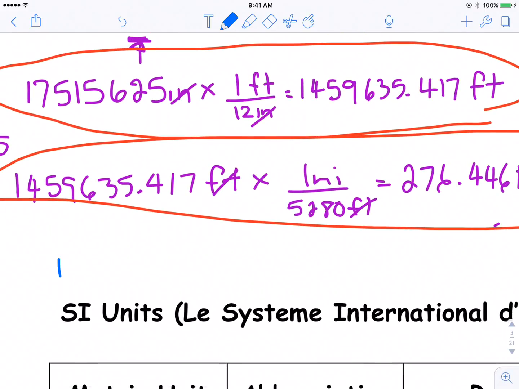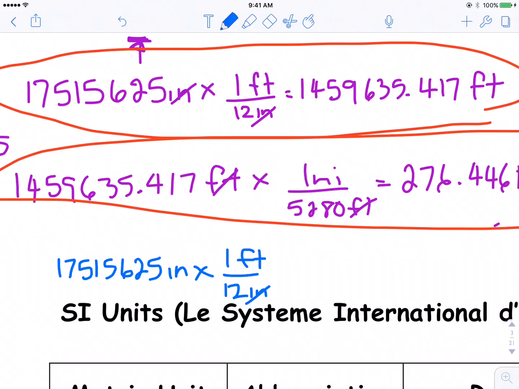So I know I have to convert 17,515,625 inches to feet, and I know my conversion factor is 1 foot for every 12 inches. My inches cancel. So I think to myself, well, I'm left with feet. What's my conversion factor that relates feet and miles? Well, I multiply again by 1 mile is 5280 feet. Again, these feet will cancel, and I'm just left with miles.